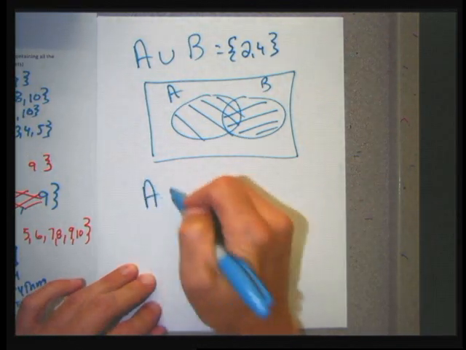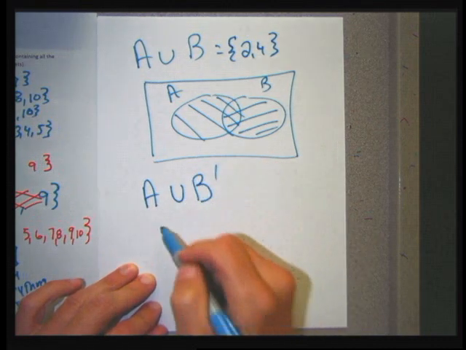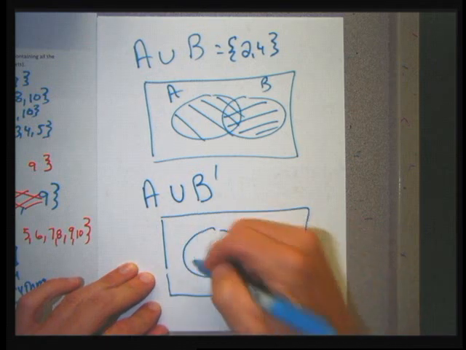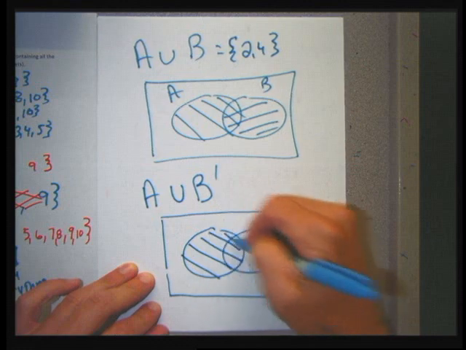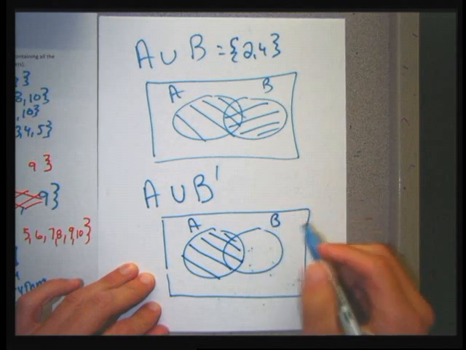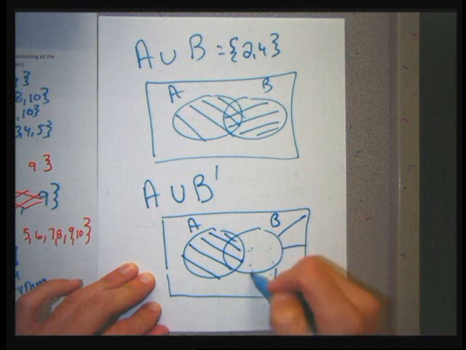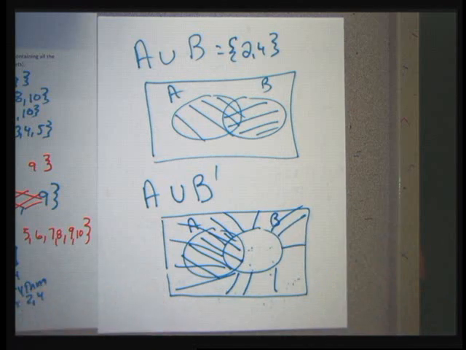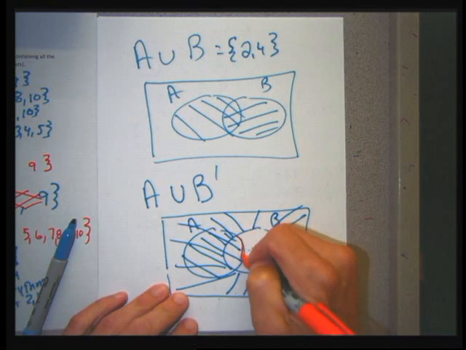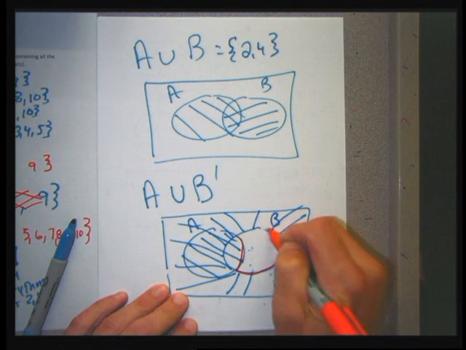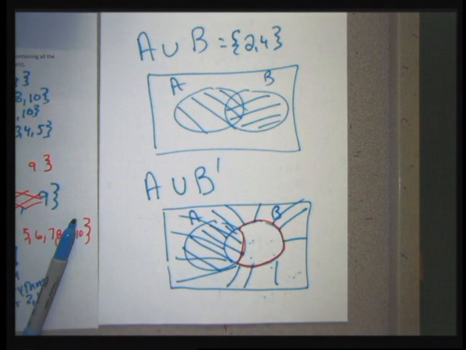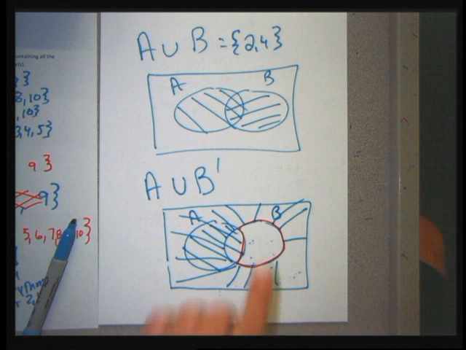The next one, A union B prime, means anything in the A circle or outside the B circle. So pictorially, the things that I'm looking for are anything that's inside the A circle, which overlaps some of the B circle, and then again anything outside the B circle. B prime is anything outside the B circle. So A union B prime is everything except these numbers right here. Whatever numbers are in this little region are the numbers I'm not including, because I want anything in the A circle or outside the B circle or both. So A union B prime is anything but that region.